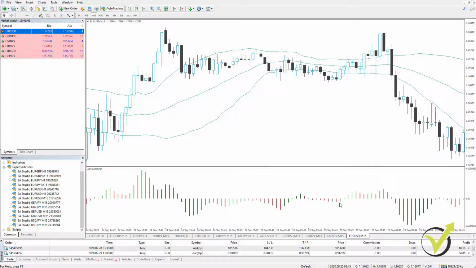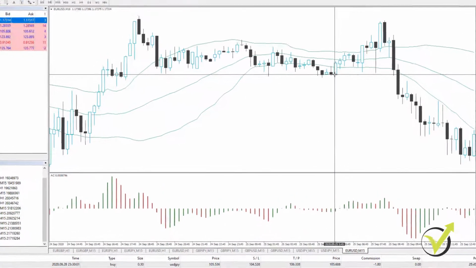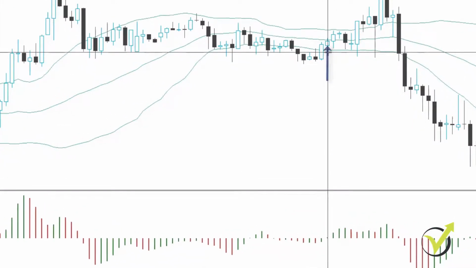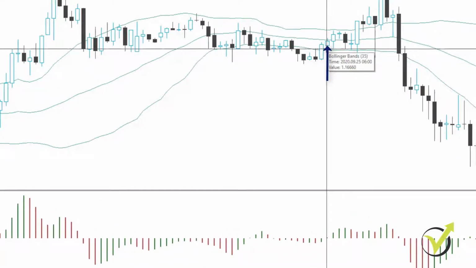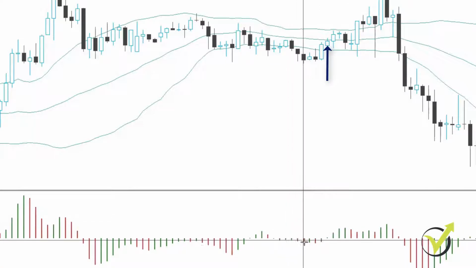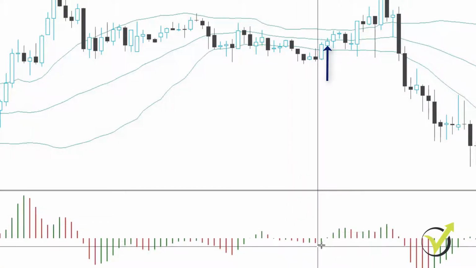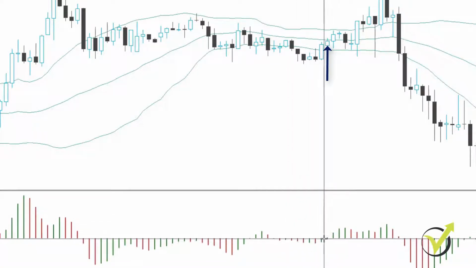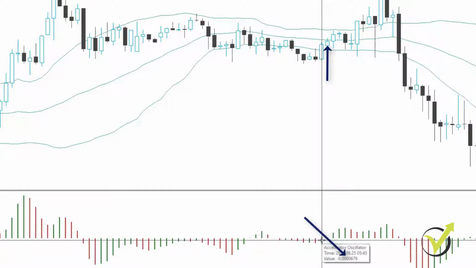And the rule here is that we have the confirmation for the Bollinger Bands to buy if the accelerator oscillator crosses the level line downward. Okay, at the very same time, when we have the signal to buy from the Bollinger Bands, we need to see that the accelerator oscillator crosses the level line, which is the zero line, downward.